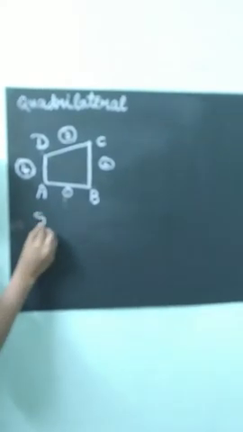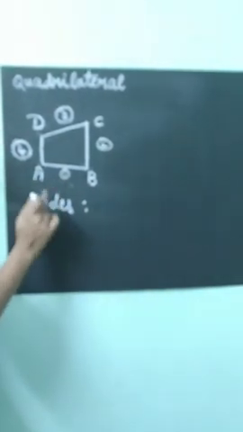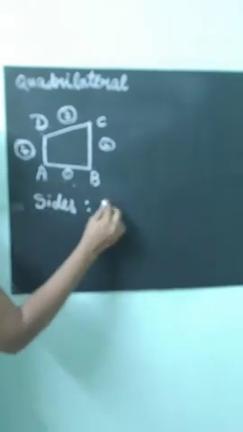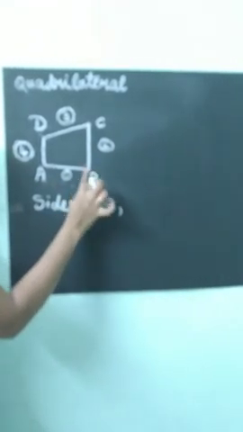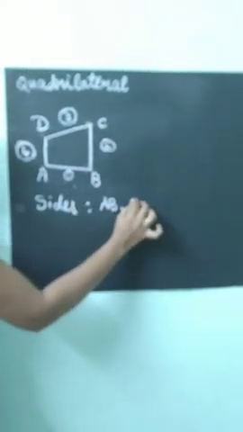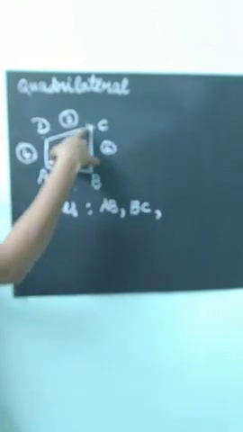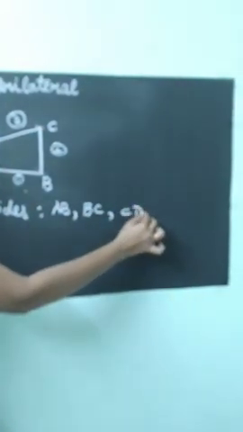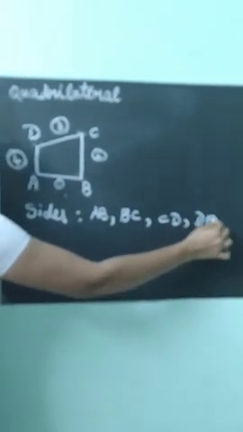First, we discuss the sides. Now we want to write the names of the sides. The first side is AB, the second side is BC, the third side is CD, and the fourth side is DA. This is only the names of the sides.